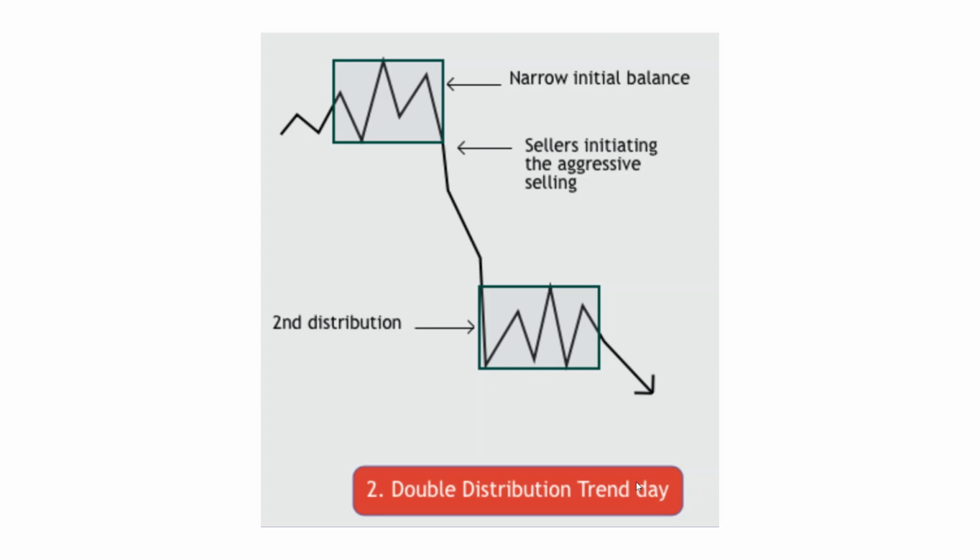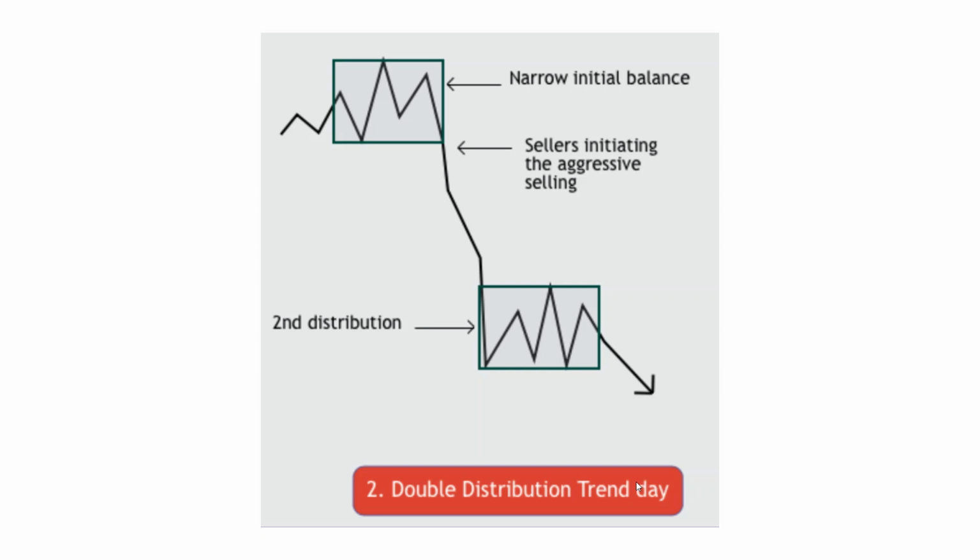Similarly, the narrow initial balance at the beginning of the double distribution trend day indicates that either buyer or seller will eventually overwhelm the other side. Once direction is decided, price will freely move towards a new area of value since it is being driven by initiative market participants.